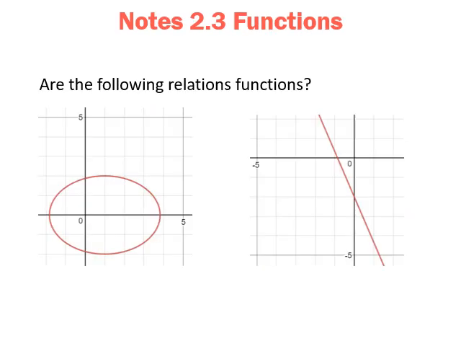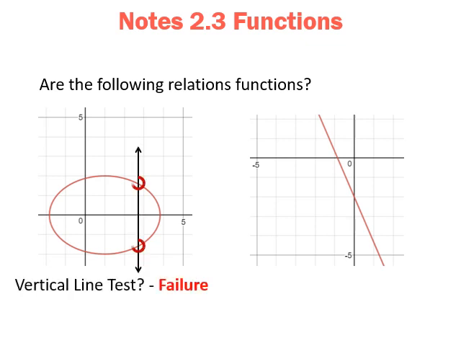All right, are the following relations functions? On the left, we have an ellipse. We'll graph ellipses later this year. And so we have something called the vertical line test, and the vertical line test fails here because the vertical line crosses the relation, or the graph, at two different spots. And so that tells us this is not a function. If we have 2 points above each other on a graph, this graph does not represent a function. It's simply referred to as a relation.